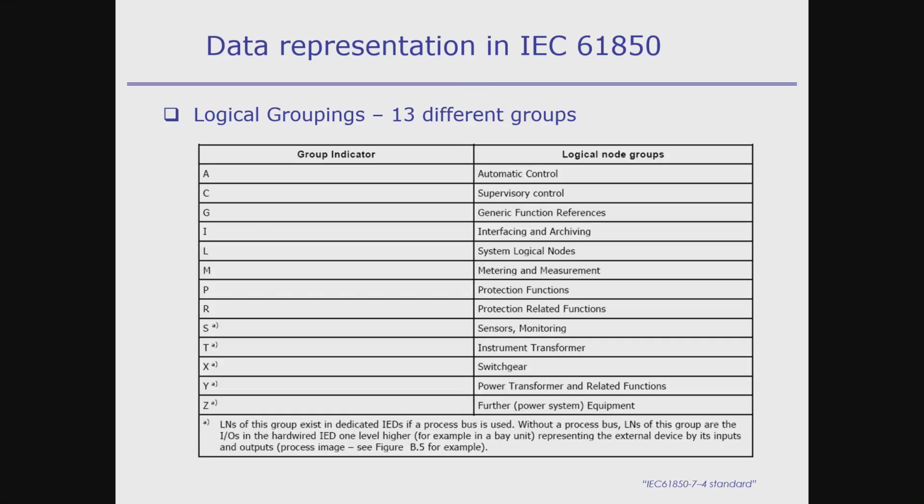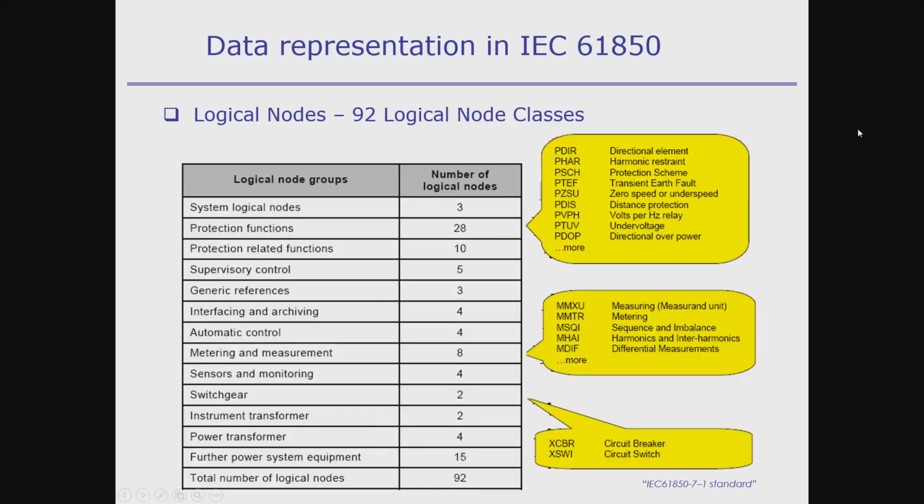So these are again logical groupings. Those are the different nodes we talked about, different logical groupings. Protection functions are P, and protection related functions are I or R, for example. And then there is switch gear, which is X, right? Those are all different groupings that are defined. And then there are 92 logical nodes, right? We talked about logical nodes.